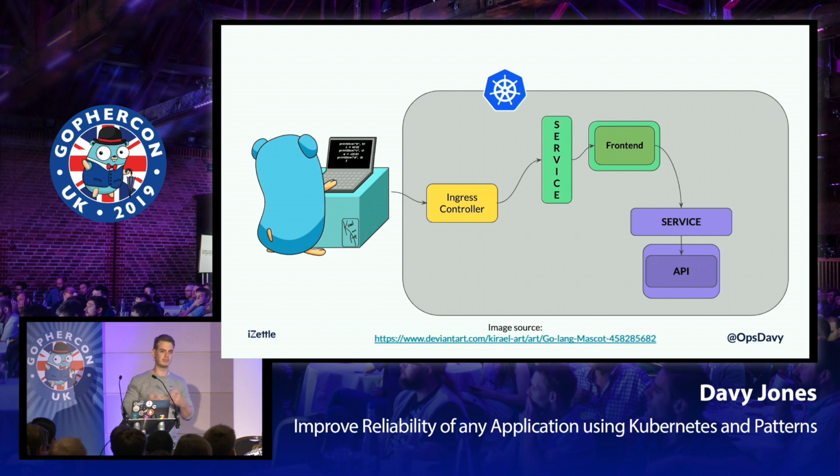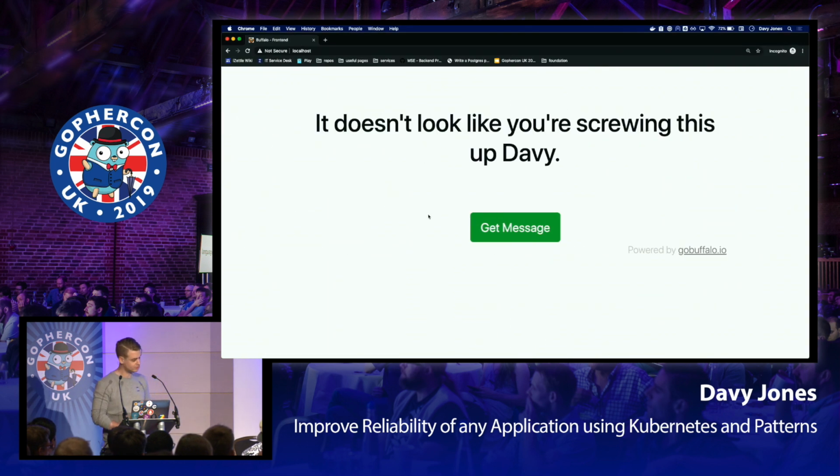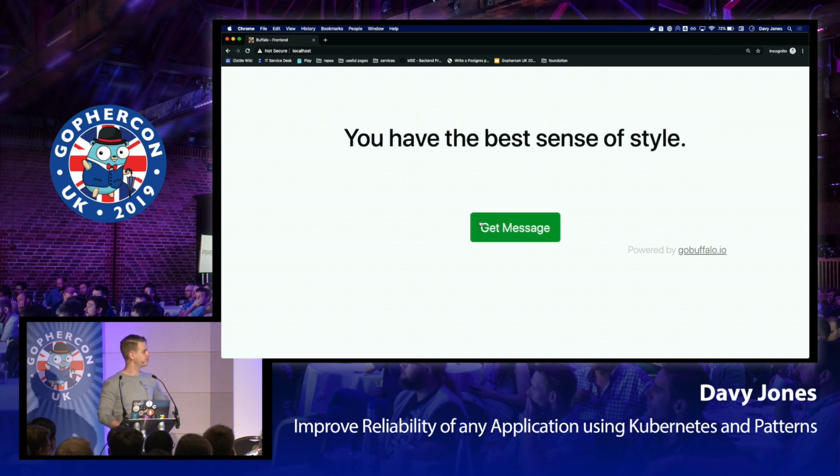So essentially what we're going to be doing today is taking an application that's inherently unreliable and making it more reliable by adding extra functionality to it using other containers. So the service here is a front end that then talks to a back end. And if we have a look at our service, it's basically this little thing. And essentially it provides nice messages.